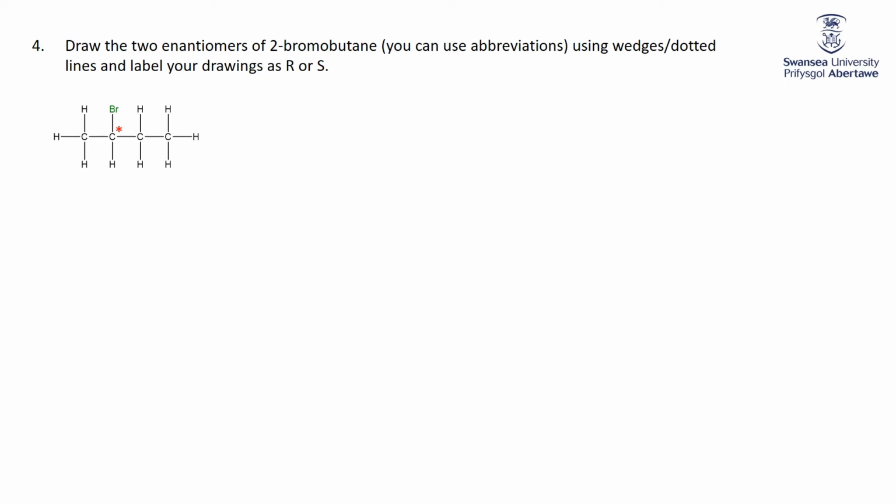Now let's make it a little bit less cluttered, shall we? So focusing just on carbon 2, we got bromine, we got the ethyl on the right, we got the methyl on the left, and we got a hydrogen on the bottom.